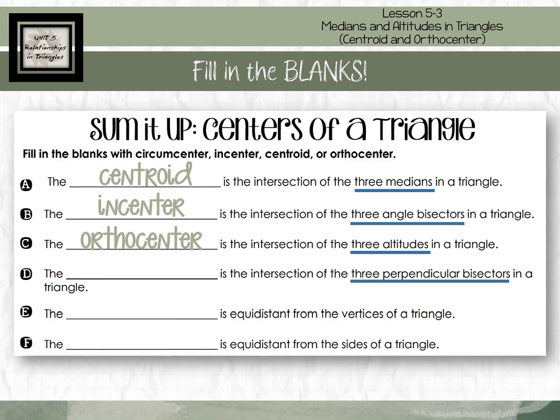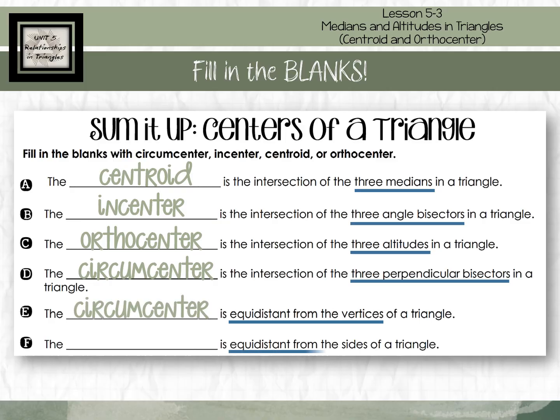The intersection of the 3 perpendicular bisectors is circumcenter. The point that's equidistant from the vertices is also the circumcenter, and equidistant from the sides of a triangle would be made by the angle bisectors, and that's the incenter.